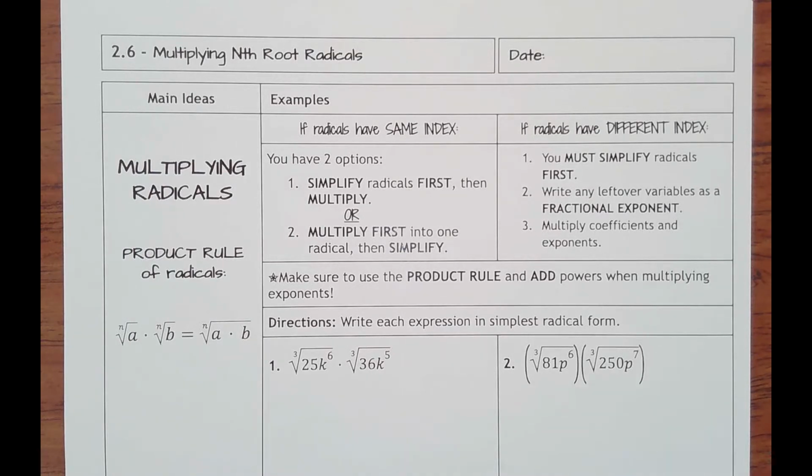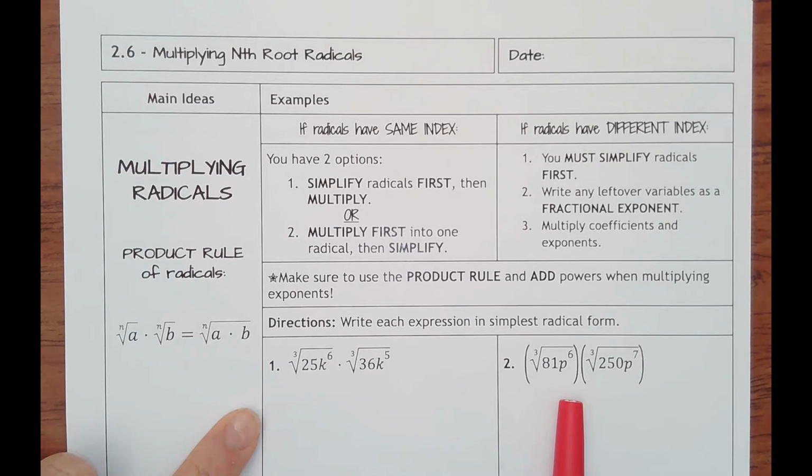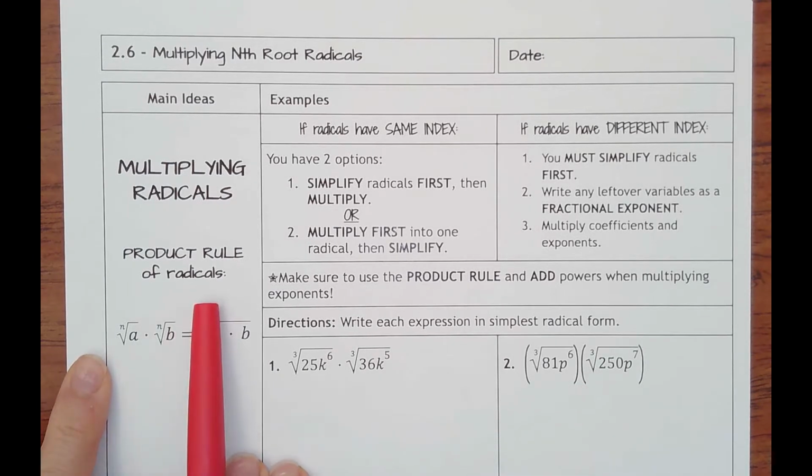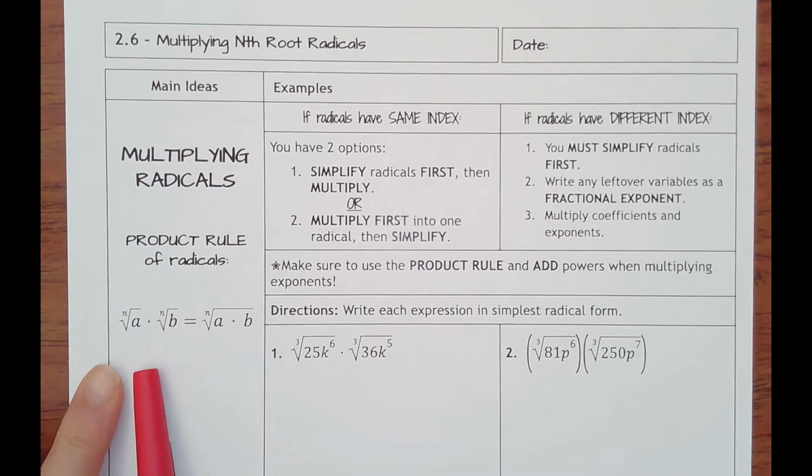Lesson 2.6, multiplying nth root radicals. So we've learned about how radicals can have any index: square root, cube root, fourth root. It can keep going, keep going. The first two problems on this will deal with problems that have the same radicals. They're cube roots. And so what happens when you're multiplying those is what's called the product rule for radicals.